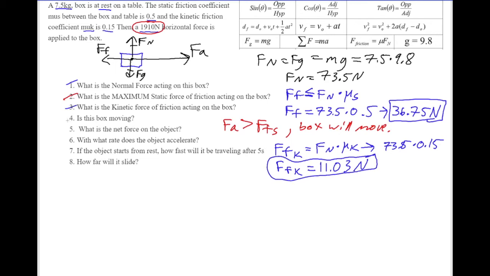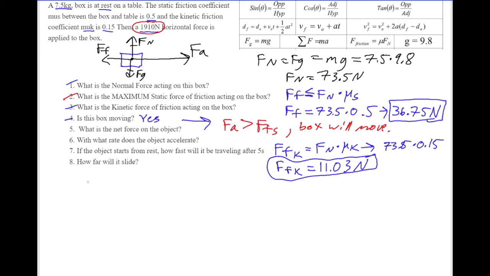Number 4 says, is this box moving? Yes, the box is moving. And like we said before, it's because force applied is greater than that force of static friction, so the box will move. In other words, there's enough force to overcome friction, therefore the box will begin moving.